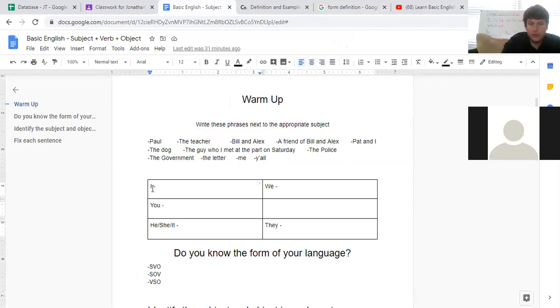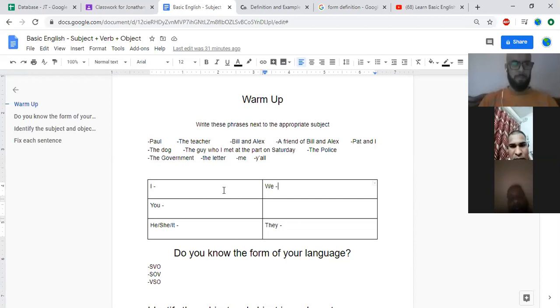So here are the subjects of English. First person, second person, third person. Left side is singular, right side is plural. I, you, he, she, it, we, and they. So please note, we do not have this second person plural in English. We don't have any word in English for second person plural. That's interesting, right? But we don't have a plural version of you.